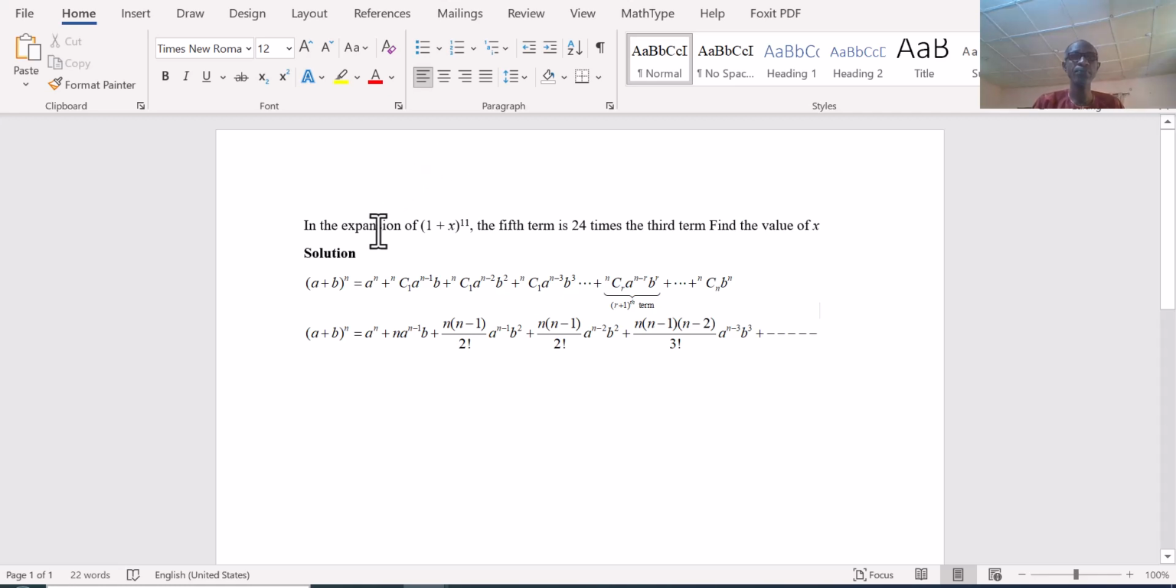Welcome back. In this question, still binomial problem. In the expansion of (1 + x) to the power of 11, the fifth term is 24 times the third term. Find the value of x.